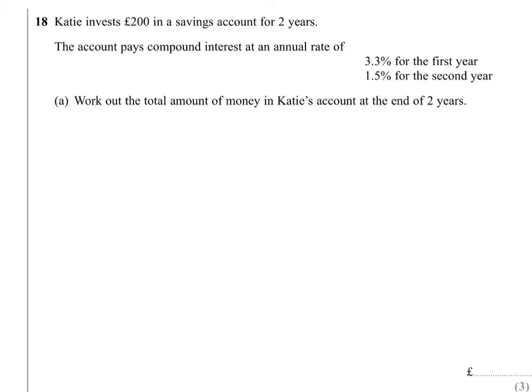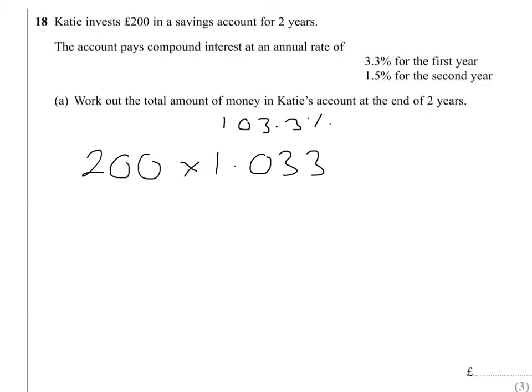So we start with the amount of money, we write that down, and we need to multiply it by numbers that will increase by the percentages given. So in the first year it's going up by 3.3%. So to do that we need to multiply by 1.033. The reason for that is you're adding 3.3% to your original amount, which is 100%, and so that's the percentage increase. And to increase by 3.3%, we use the decimal equivalent, which is 1.033.